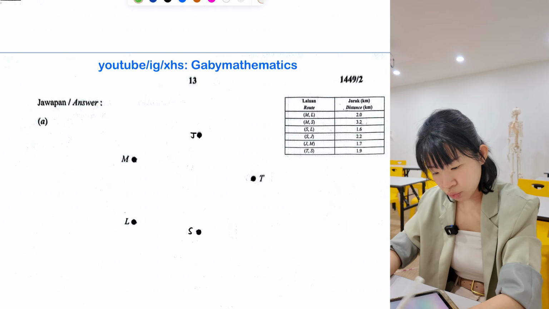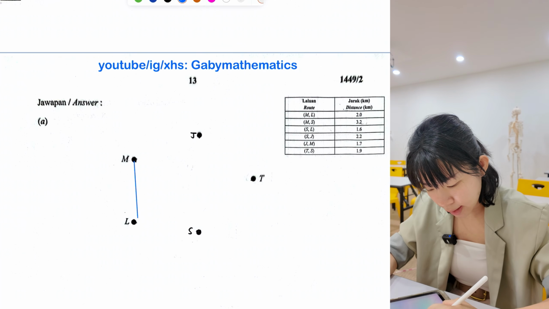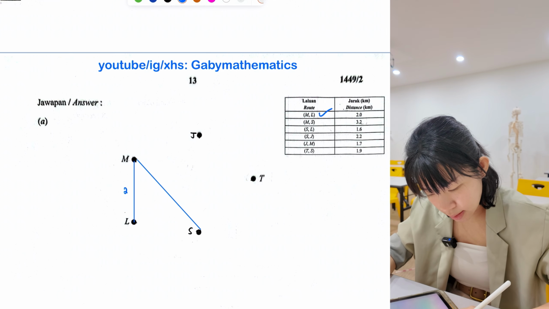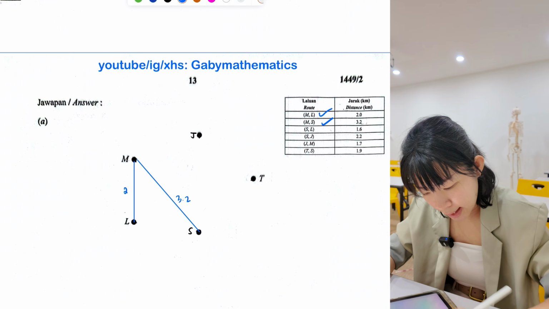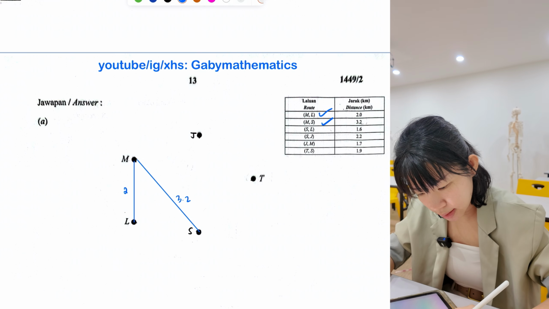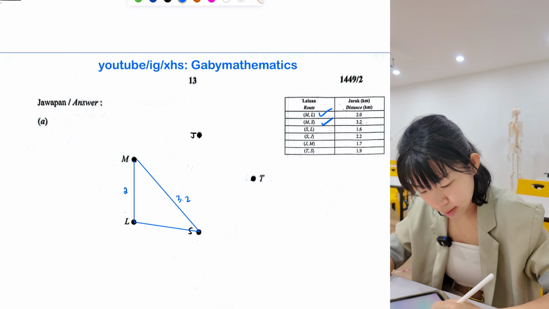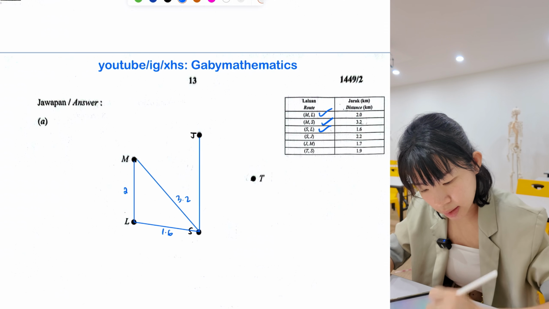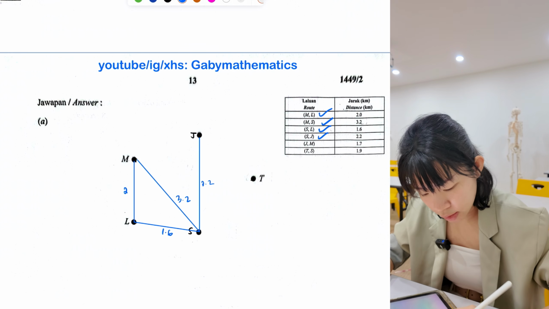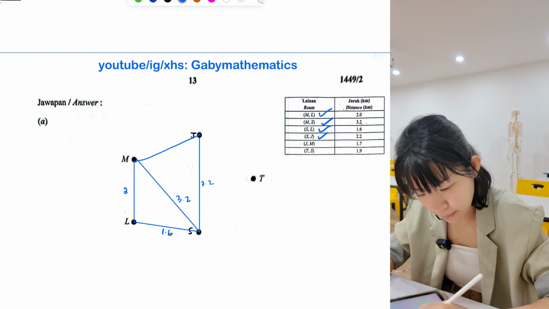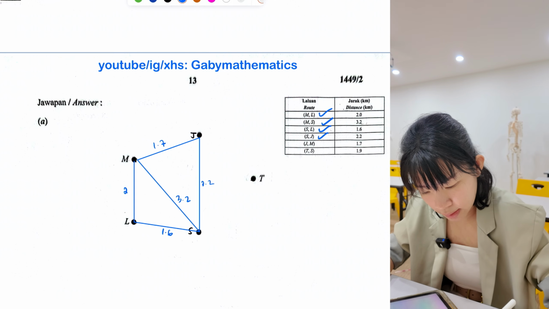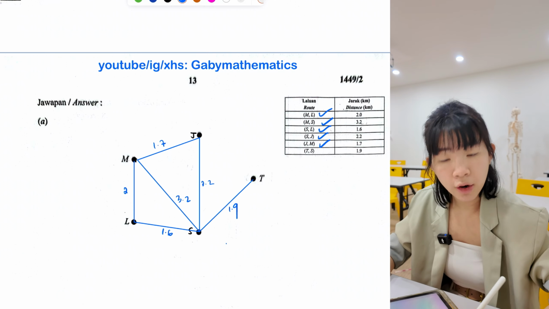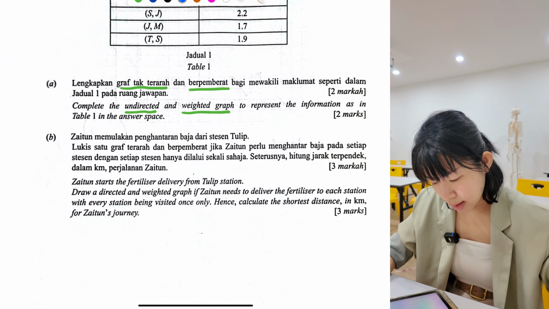Use a ruler. ML here, put 2, this one done. MS, this one 3.2. SL, 1.6. SJ, this one 2.2. JM, 1.7. And TS, 1.9. Okay, done.